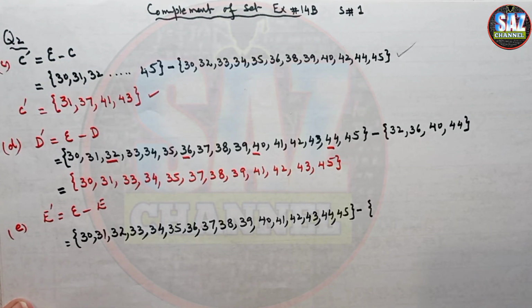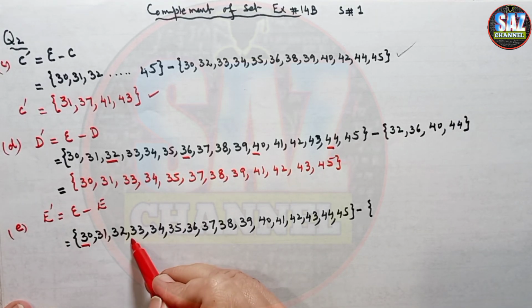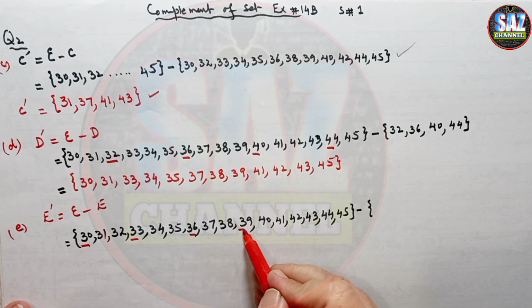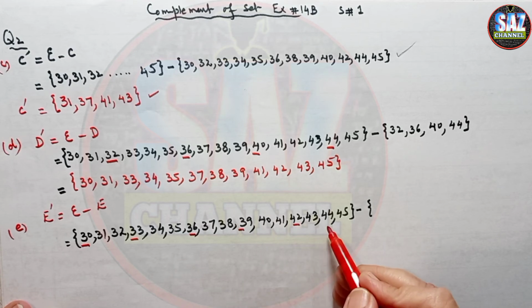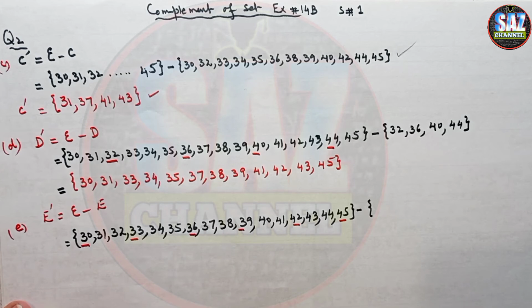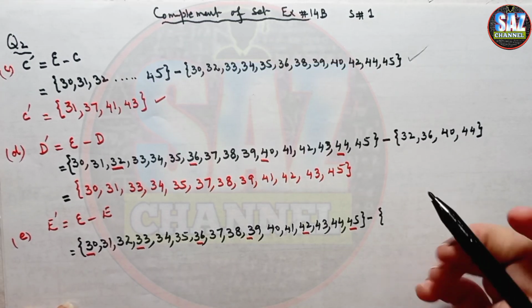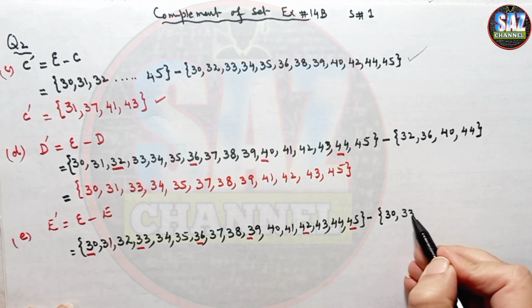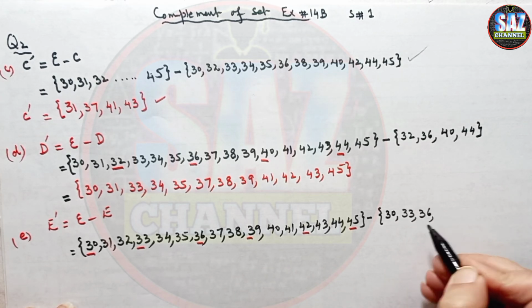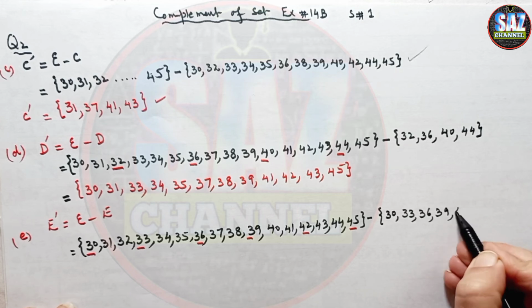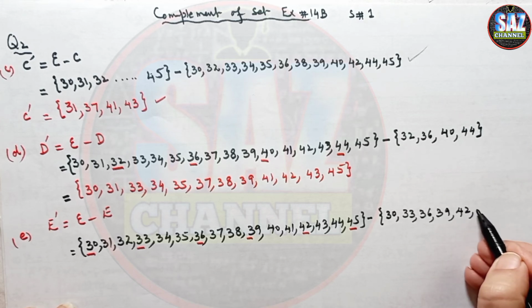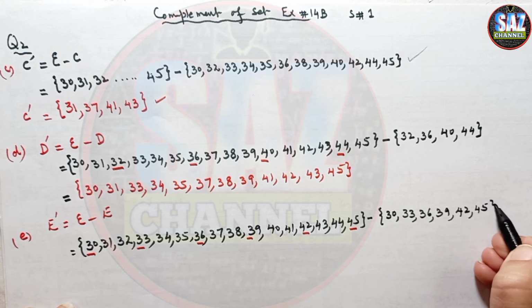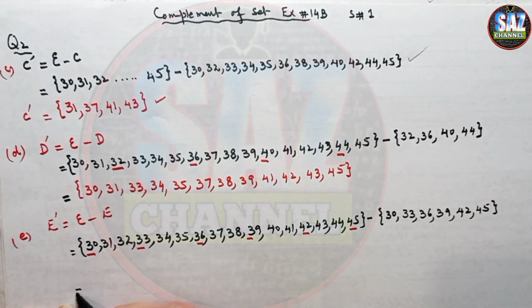So I have to identify the multiples of 3. That is 30 is the multiple of 3, 33, then 36, then 39, then 4 plus 2, 6, 42, and then 45. Then the question will take the form 30, 33, 36, 39, 42, and 45. Now, E complement will contain the remaining elements of universal.